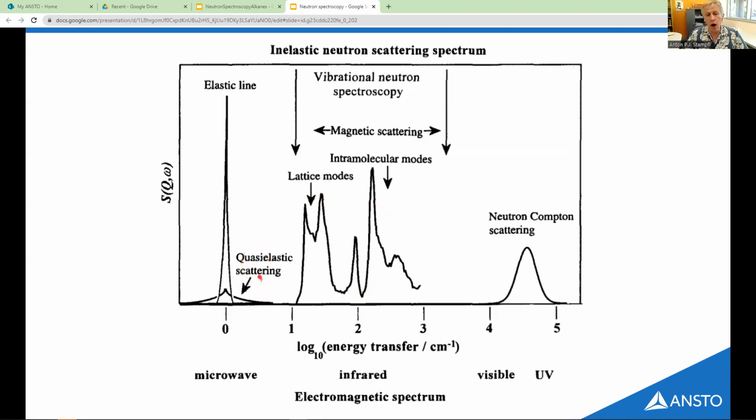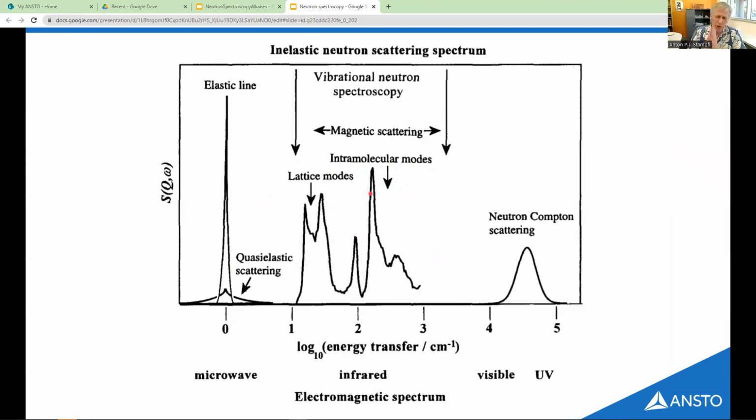In particular, the quasi-elastic scattering instrument Pelican reaches that range, and also the backscattering instrument reaches that range. It's in the micro eV range for the EMU instrument. Here we're going to be talking about what we can do with lattice modes and intramolecular modes, basically vibrational modes. And that's what we're measuring.